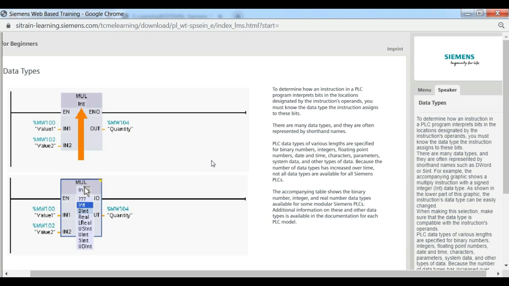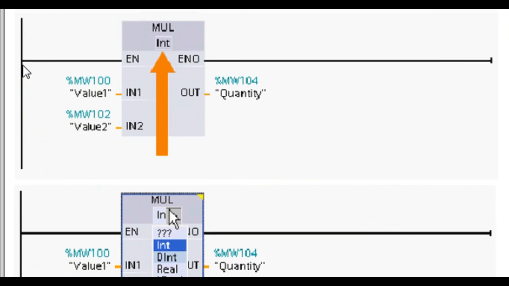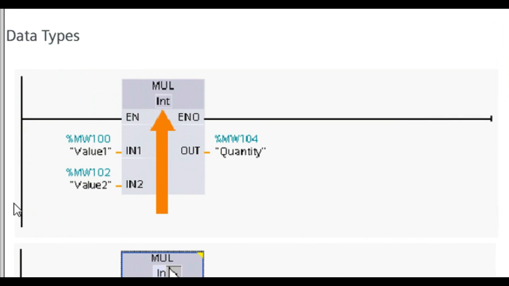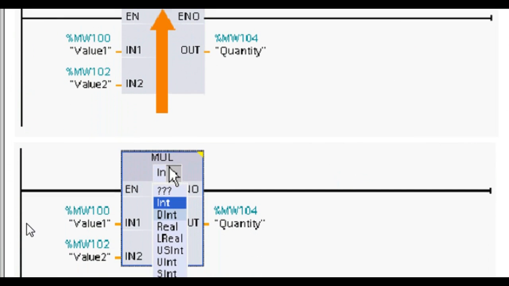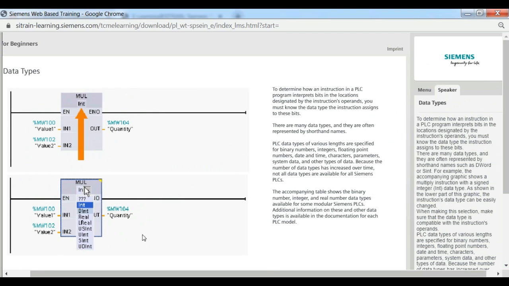For example, the accompanying graphic shows a multiply instruction with a signed integer Int data type. As shown in the lower part of this graphic, the instruction's data type can be easily changed. When making this selection, make sure that the data type is compatible with the instruction's operands.